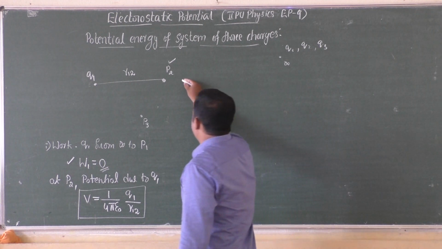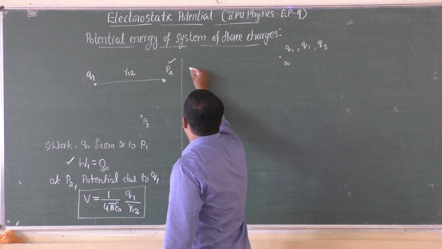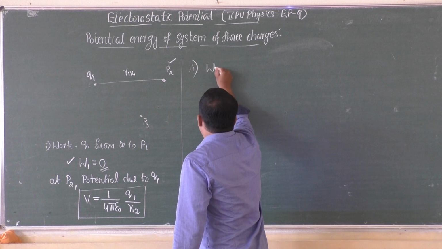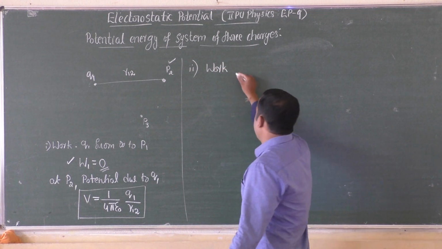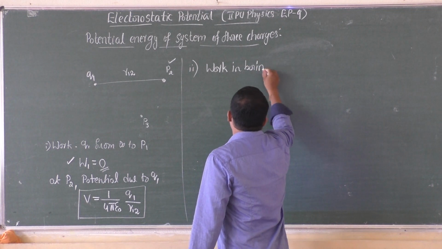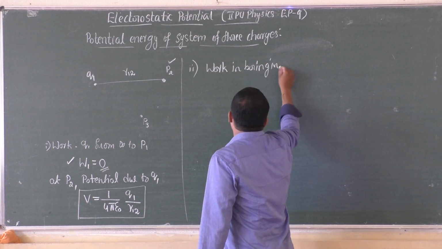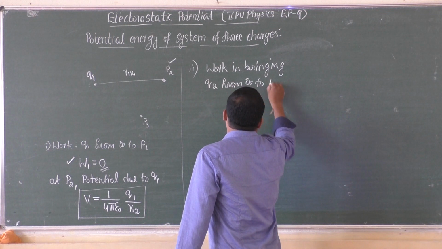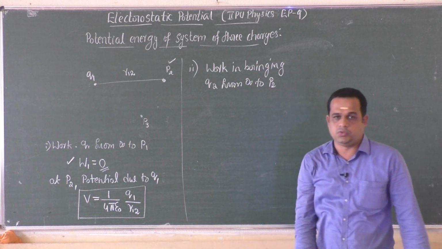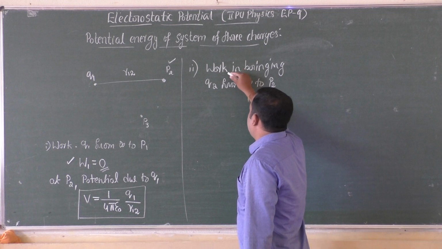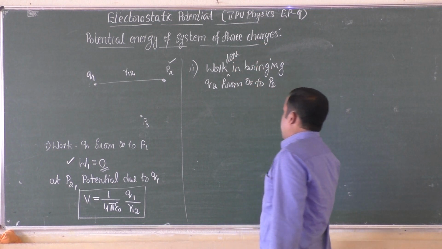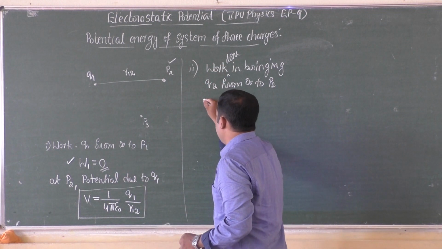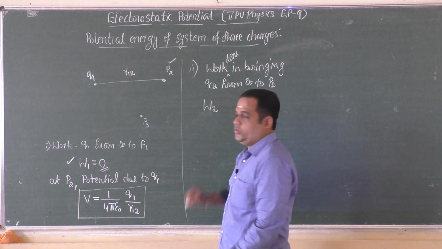Now the second step: work done in bringing charge Q2 from infinity to point P2. We want to place that charge at point P2. The work done in bringing Q2 from infinity to point P2 is given by, I'll represent it as W2.